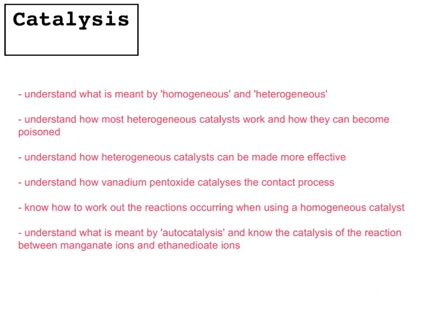So our aims for this video are to be able to understand what is meant by homogeneous and heterogeneous when applied to catalysis, understand how most heterogeneous catalysts work and how they can become poisoned, understand how heterogeneous catalysts can be made more effective, understand how vanadium pentoxide catalyzes the contact process, know how to work out the reactions occurring when using a homogeneous catalyst, and understand what is meant by auto-catalysis and know the catalysis of the reaction between manganate ions and ethanedioate ions.